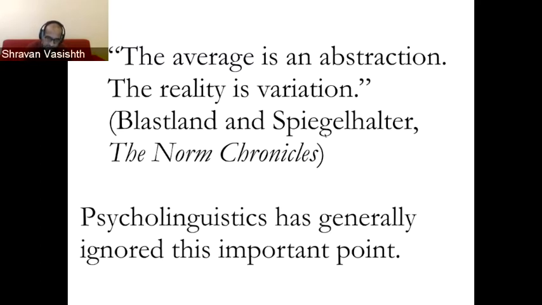Spiegelhalter is a very famous Bayesian statistician in Cambridge, and he's a medical researcher as well. He talks about individual-level effects in the medical context, which become very critical if you're thinking about situations like cancer diagnosis and so on. You don't really care what the average survival rate is.